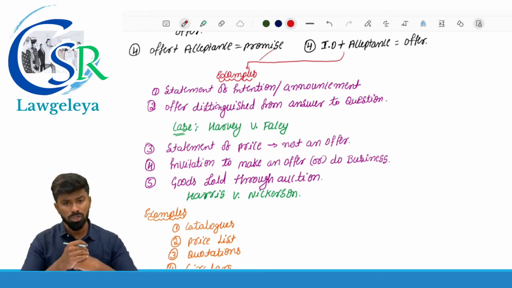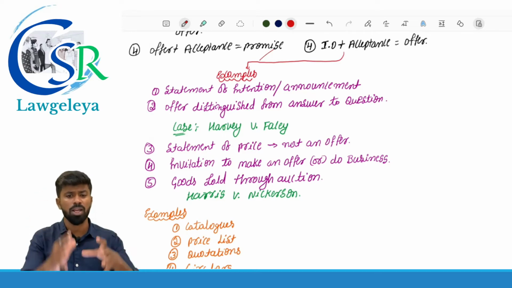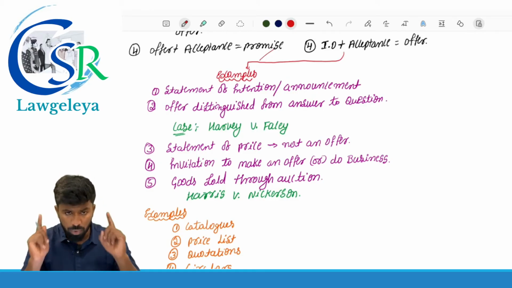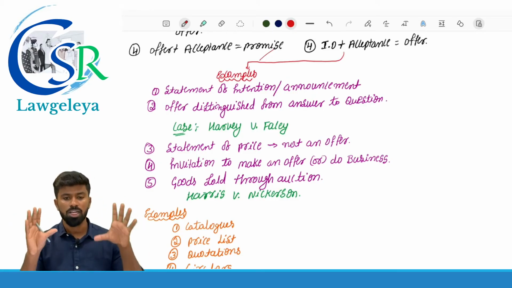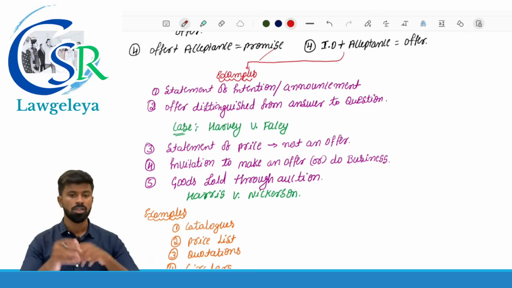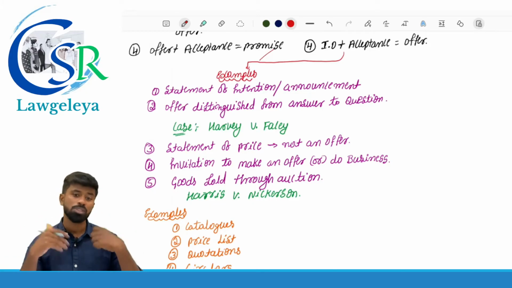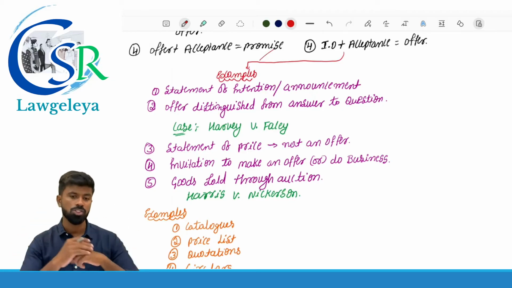Will he succeed? No, because the answer of Facey stating the price is just an invitation to offer. It's just providing the information. So answer to a question is not an offer. It is just an invitation to offer. Statement of price is not an offer. Invitation to make an offer or to do business is also not an offer. It is what? Invitation to offer.